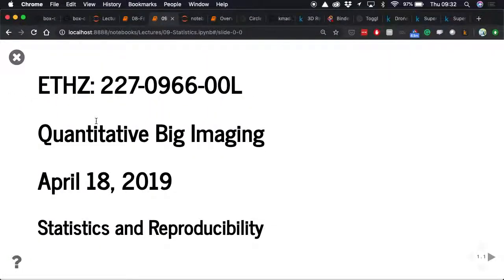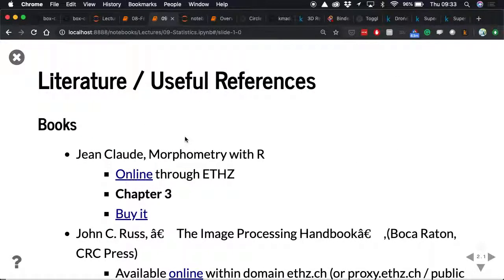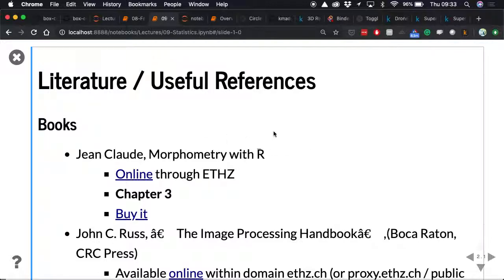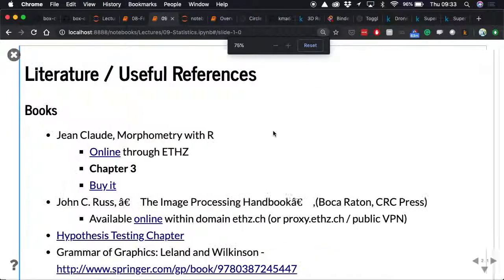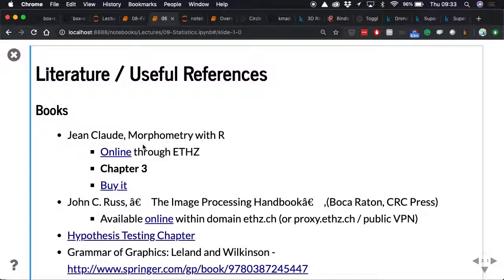Okay. So the main focus of this lecture is statistics and reproducibility. This is really trying to cover a lot of the ideas that we've mentioned before in this class, but bring them all together into how you actually take an experiment that you're performing and run a meaningful analysis on it. There's a fairly large amount of additional reading that goes with this. I think this is one of the most important lectures to really understand.